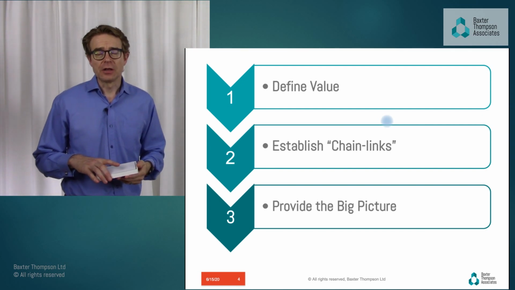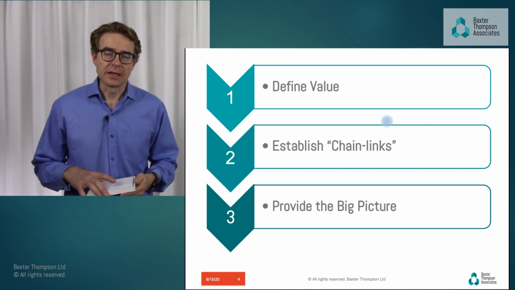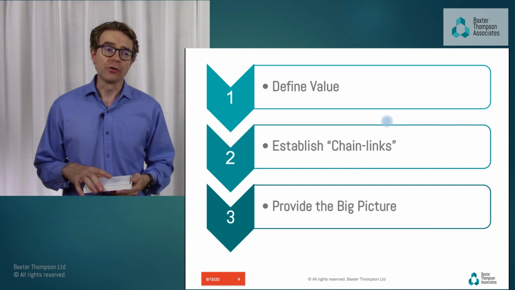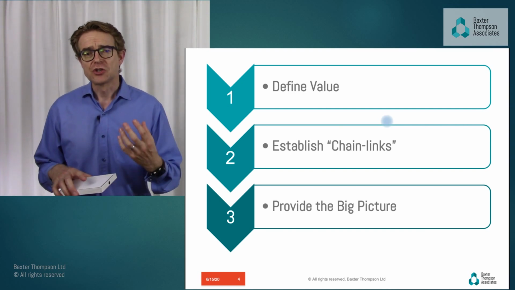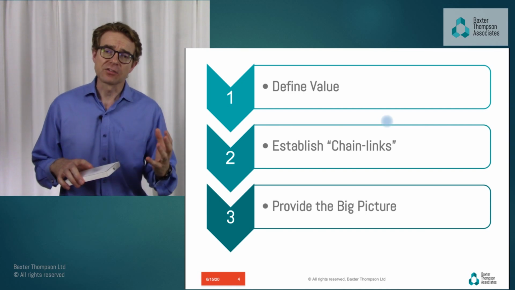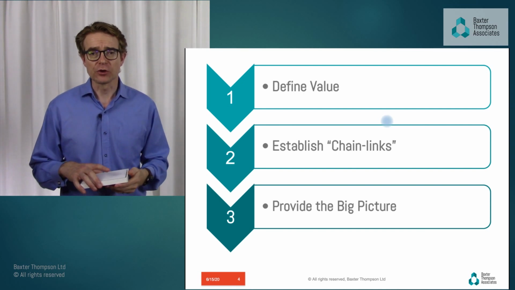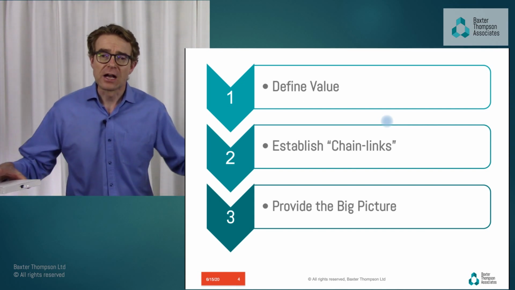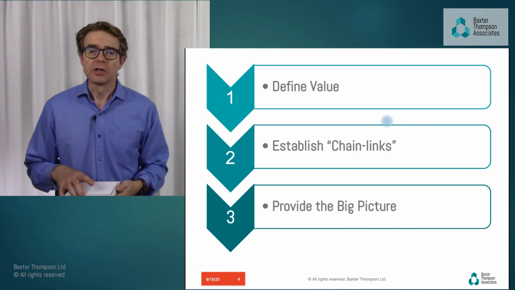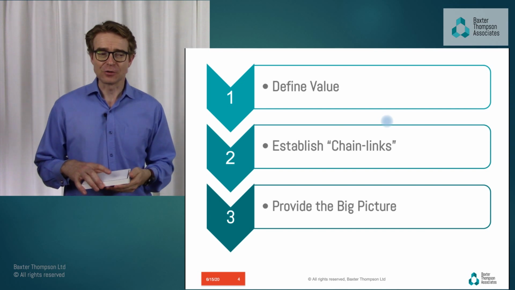So we're going to take another perspective on defining value. We're going to establish something I call chain links between activities and outcomes, and look at how that can be used to corral people onto the same topic of conversation, so to speak.